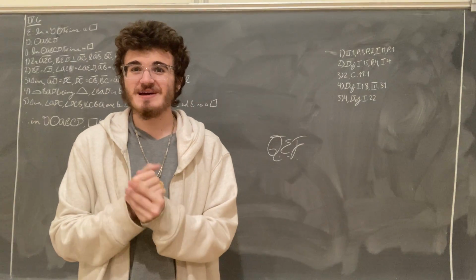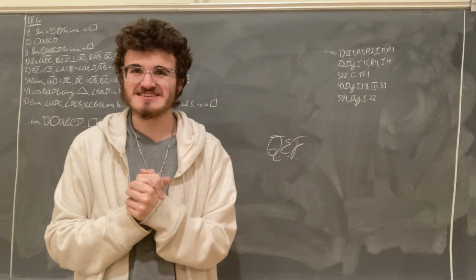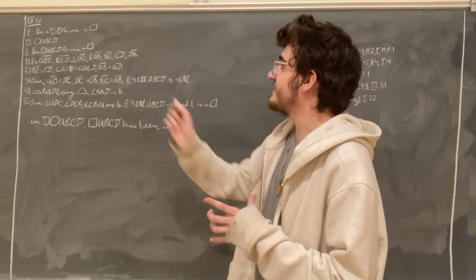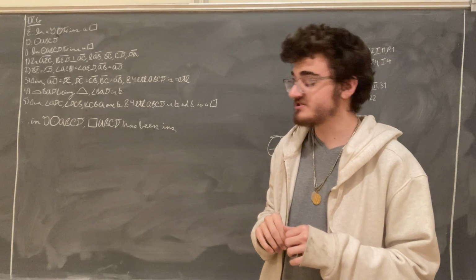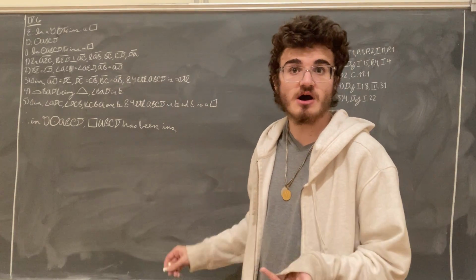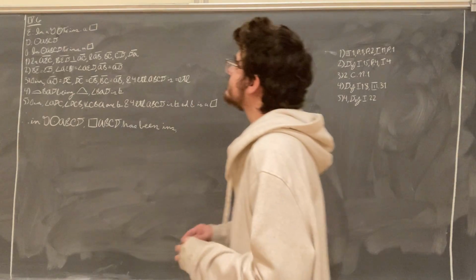Hello. This will be a demonstration of proposition 6 from book 4 of Euclid's Elements, which requires us, in a given circle, to inscribe a square. We've done all that we can do with triangles, and so now we're moving on to squares.